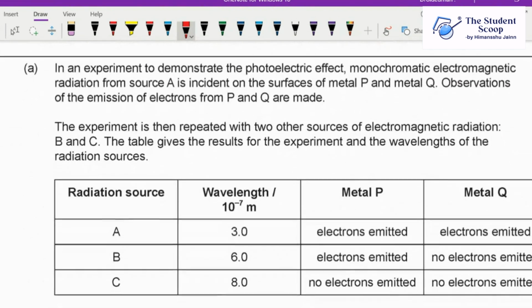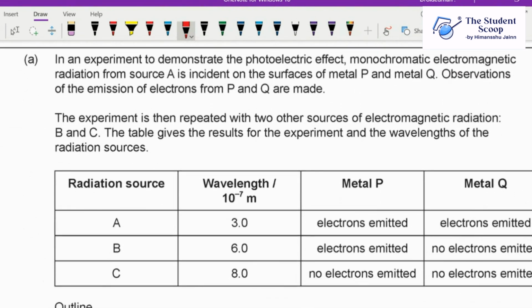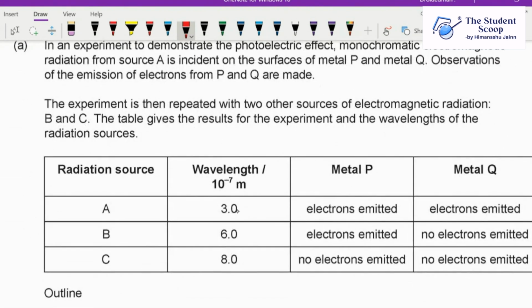Now, in this demonstration, what is happening? There are three radiation sources given. For this wavelength, 3 into 10 raised to minus 7, electrons are emitted for both metal P and metal K. For 6, electrons are ejected only for metal P, not for metal K, and for 8, neither emits.